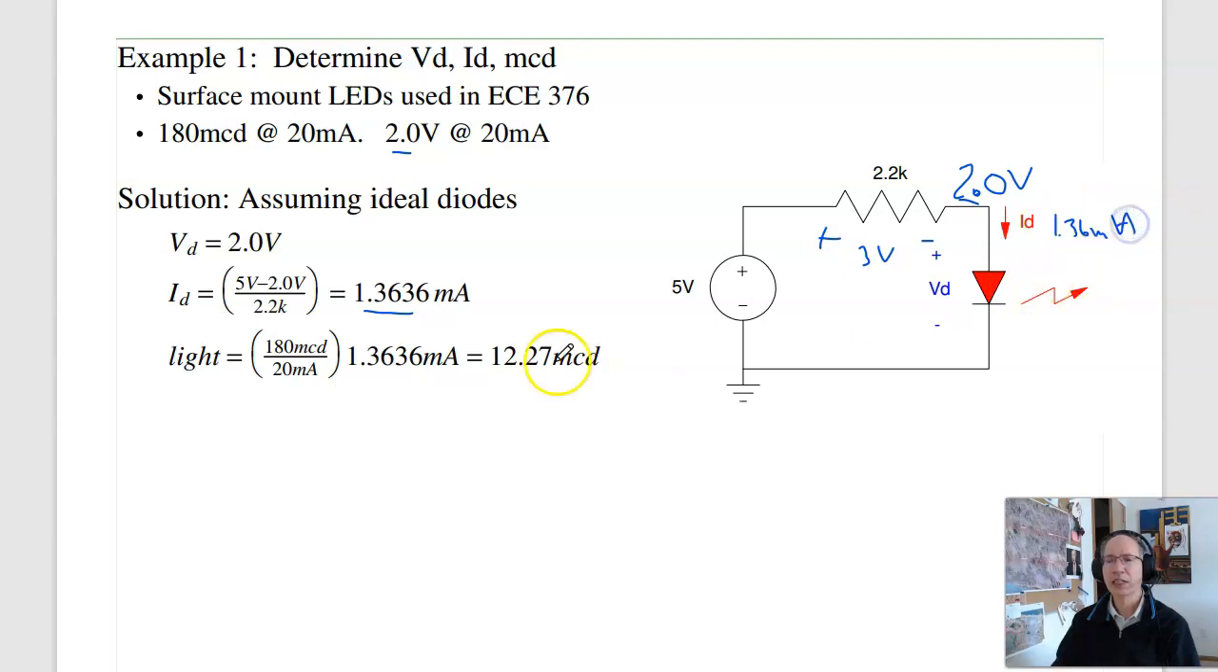And I can now find the brightness. 20 milliamps is 180 millicandles. It's this percentage of 20, that percentage of 180 millicandles, 12.27 millicandles. And as I vary the resistance, I vary the current. The resistor sets the current, sets the brightness of the LED.